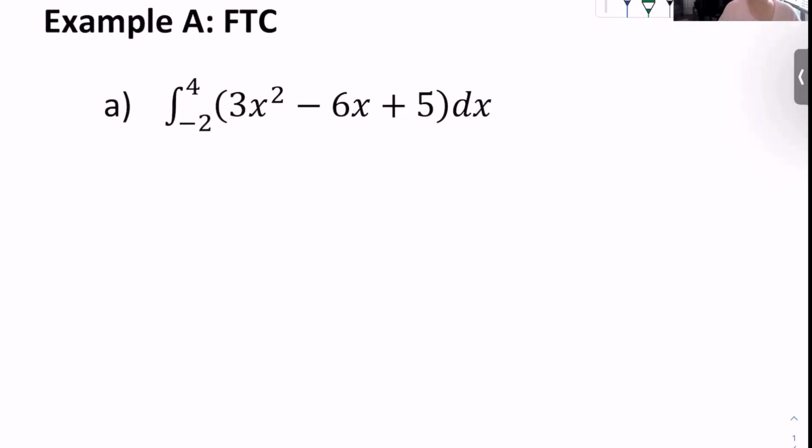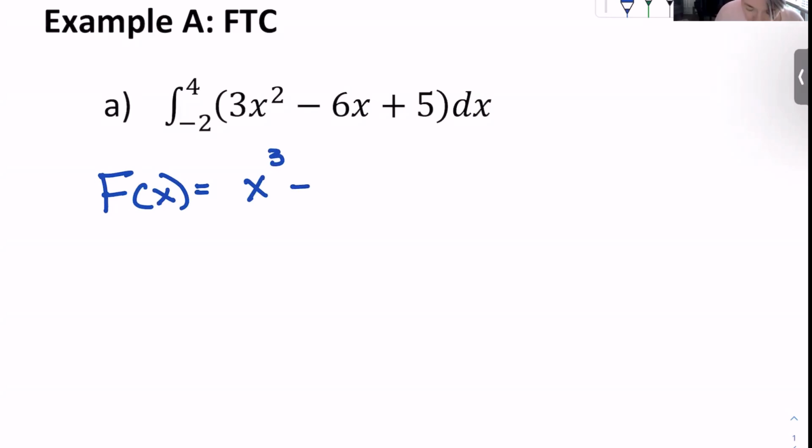So here in example A, part A, we're going to use the fundamental theorem of calculus. One of the things that I recommend doing is finding the antiderivative function, okay? Don't plug in any numbers yet, as if it were an indefinite integral. 3x squared, we're going to add 1 to the exponent. When we divide by that new exponent, we just get a 1 there in front. You can write it if you want to. 3 divided by 3 is 1.